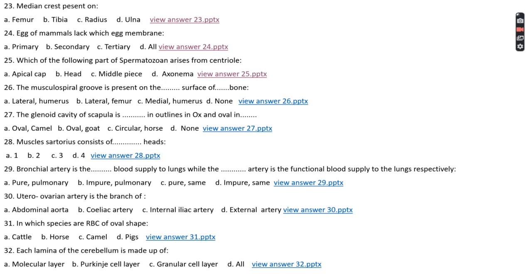Question number 26. The musculospiral groove is present on the dash surface of dash bone. Option A lateral humerus, option B lateral femur, option C medial humerus, option D none. The right answer is option A, that is the lateral humerus.